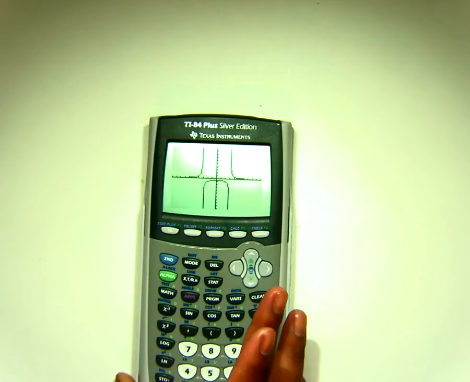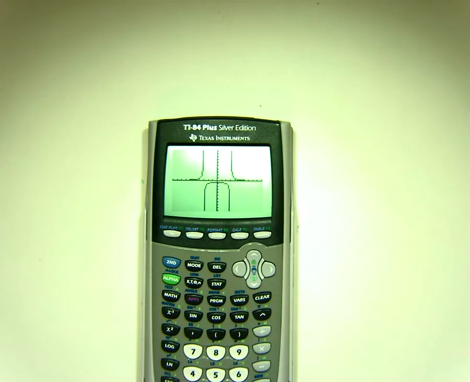Also notice how it does not intersect or cross the x-axis. Therefore, there's no x-intercept. It's getting closer and closer and closer, but it barely touches it. And we can't see that because we're not able to zoom in.